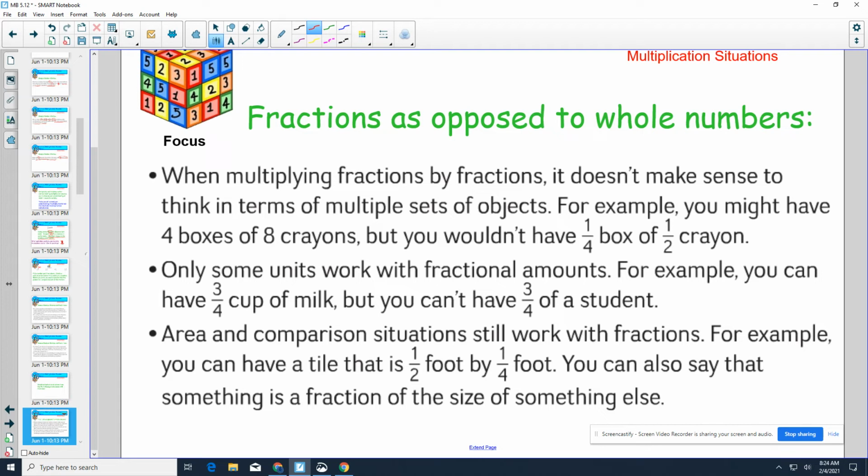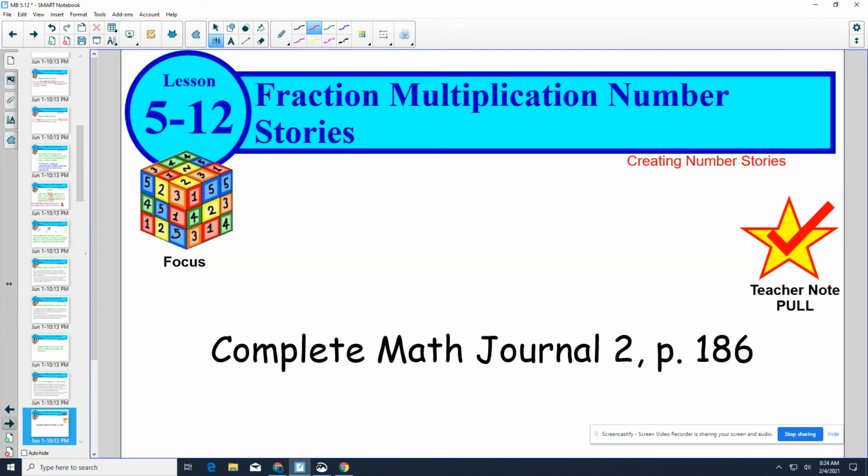So what we're saying with that is you've got to think about, is it something logical? Looking at my calendar, I wouldn't say that I have 3/4 of my calendar. I may say 3/4 of the calendar is filled in, but I wouldn't say 3/4 of a student. I wouldn't say 3/4 of an animal or 3/4 of some of those other objects, right? So you've got to think about whether it makes sense in real life. Area and comparison situations still work with fractions. For example, you can have a tile that is 1/2 foot by 1/4 foot. You can also say that something is a fraction of the size of something else.